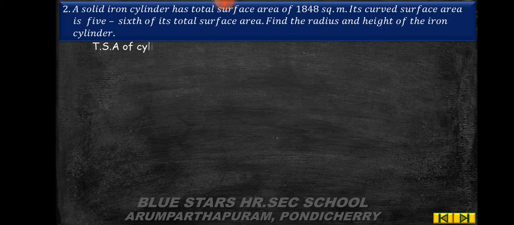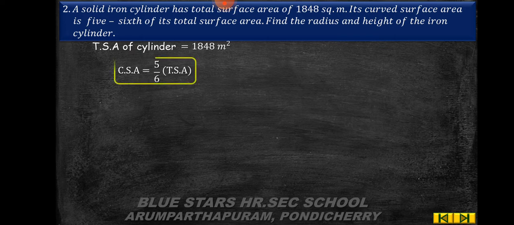Problem number 2. A solid iron cylinder has total surface area of 1848 square meter. Its curved surface area is 5/6 of its total surface area. Find the radius and height of the iron cylinder. So TSA of a cylinder is given, which is equal to 1848 meter square, and CSA is 5/6 time of its total surface area.